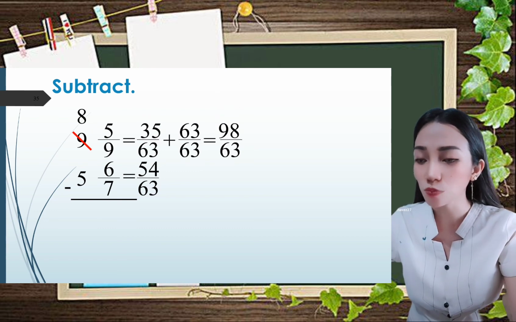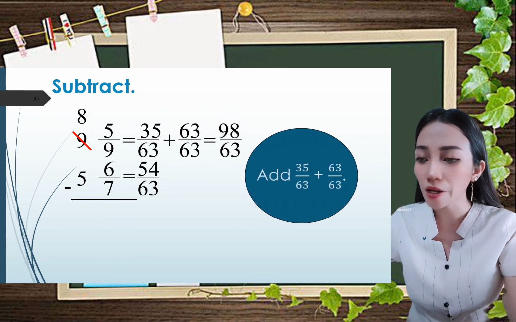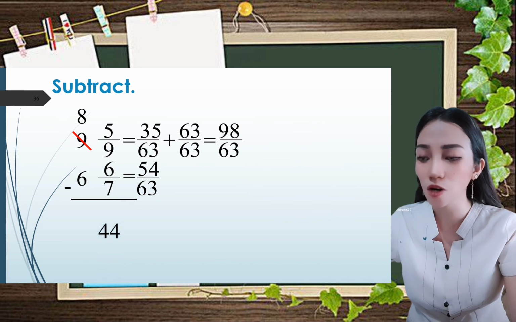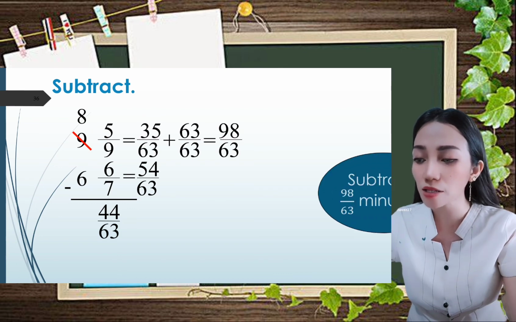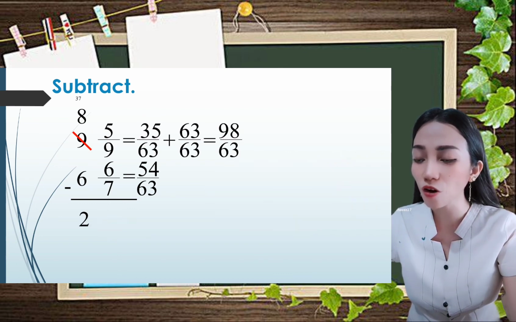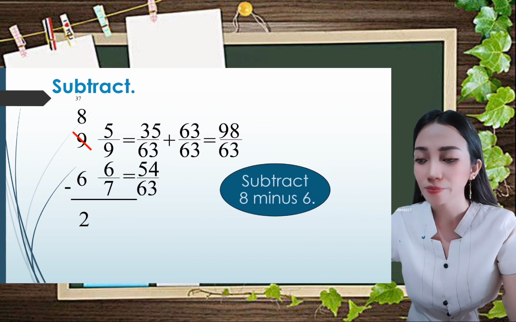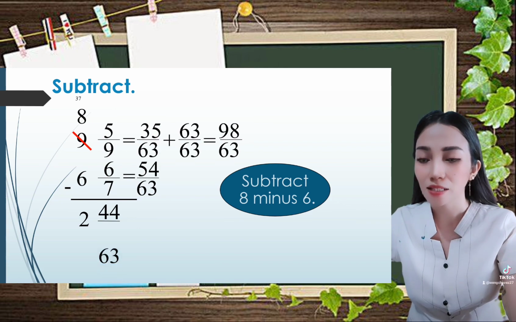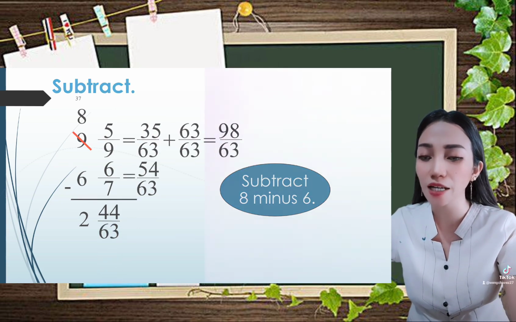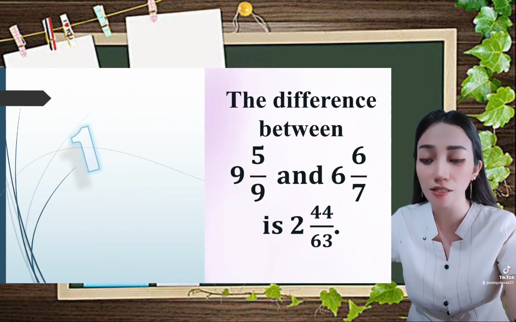Let us now subtract. 98 minus 54 equals 44 over 63. And the whole number, 8 minus 6 equals 2, and 44 over 63. Do you think the fraction is already in its simplest form? Yes, it is. The difference between 9 and 5 over 9 and 6 and 6 over 7 is 2 and 44 over 63.